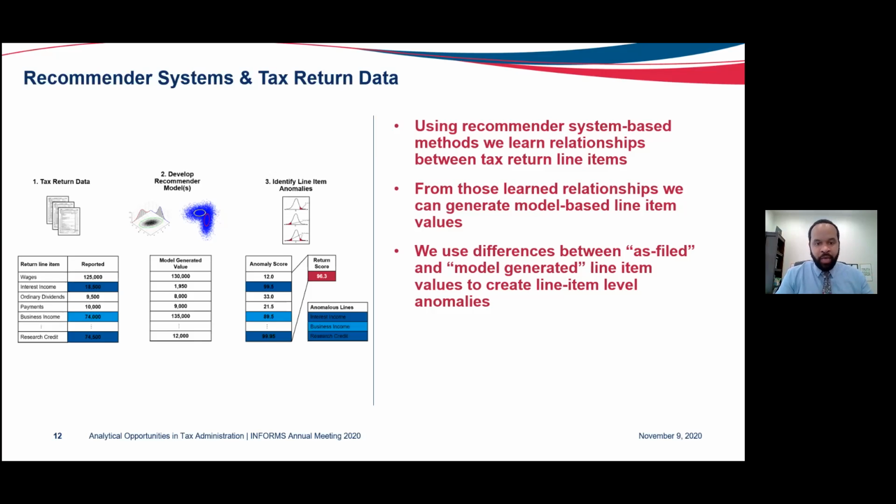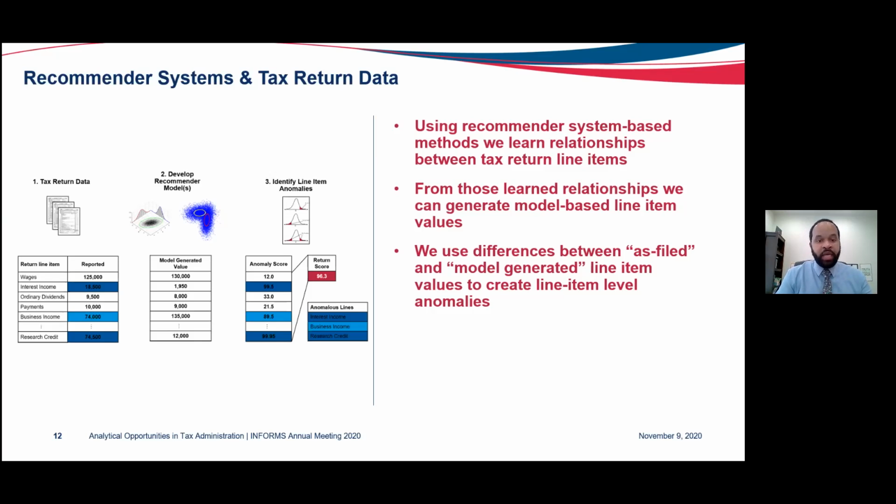Using the recommender systems-based methodology, we've built models capable of identifying returns with potential compliance risks. And we've actually looked at some historical data and performed some back testing on several years of data of closed cases that have actually gone through IRS enforcement action, and we use that information to help us assess our model performance.